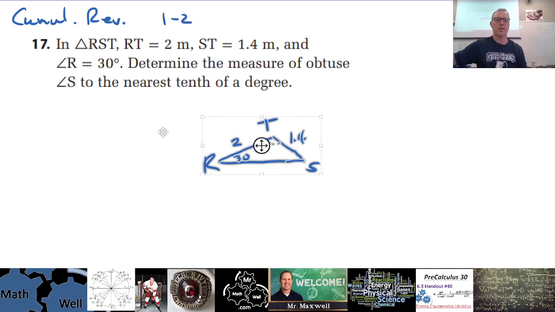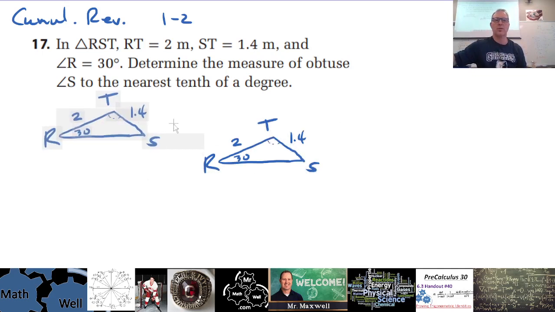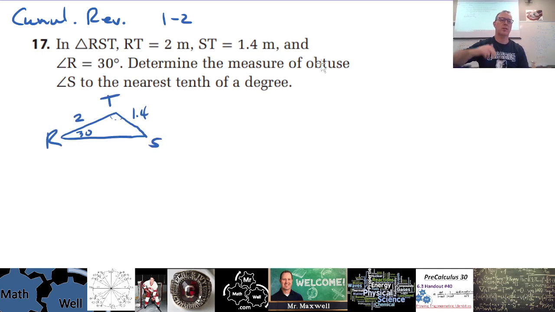Okay, perfect. So determine the measure of the obtuse angle S. So you look at this and you say to yourself, well, can I use sine law or cos law, because I can't guarantee that it's a 90 degree angle here. It's obtuse. This one is probably not 90 degrees.